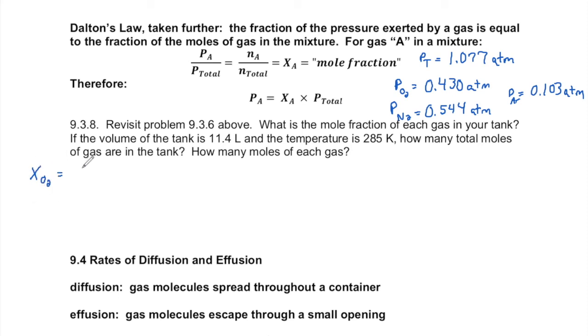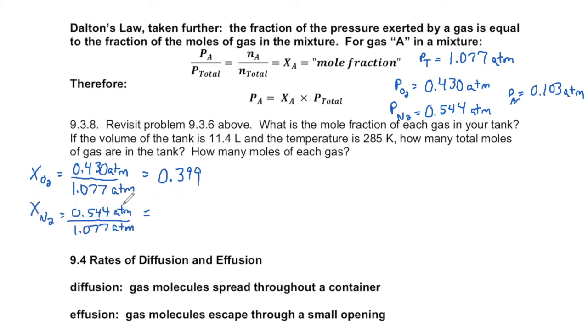The mole fraction of oxygen is the pressure of oxygen, the 0.430 atmosphere, over the total pressure, which is 0.399. It's 39.9%, but we'll just keep it as a fraction instead of a percent. Similarly, the fraction of nitrogen comes out to be 0.505, and the fraction of argon comes out to be 0.0956. And these add up to 1, just like if they were percents, they would add up to 100%.